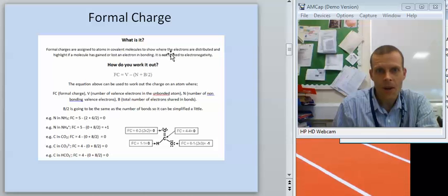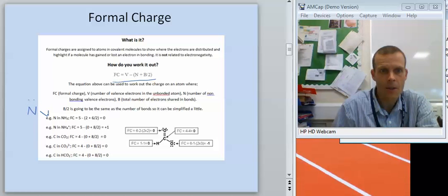So you can read there what it's all about. We need to be able to work out these formal charges for the atoms in our molecule. And the equation that we're going to use is that one that's listed there. And you can look at some worked examples that work out formal charges. So we start with the top one there, which is ammonia. Ammonia has this structure, NH3.